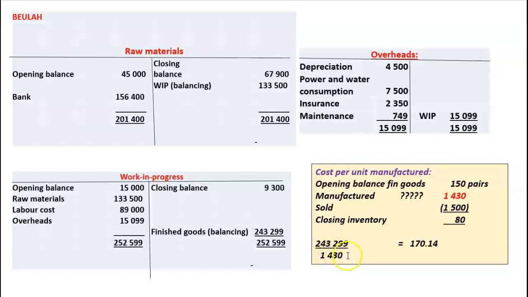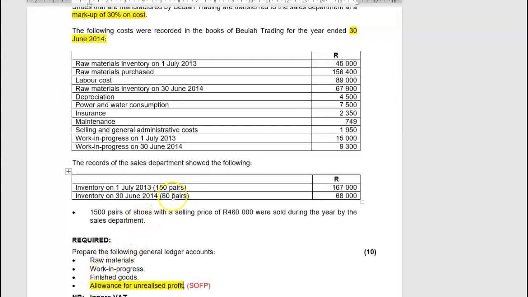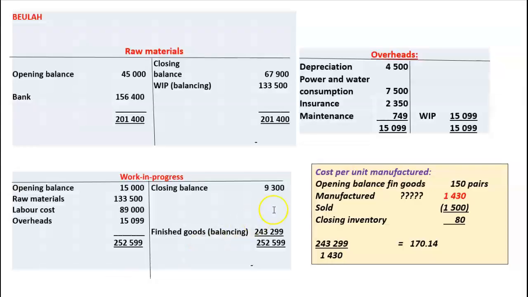items which we did manufacture during the year, they give us the information: we had 150 pairs at the beginning of the year, then we increased our stock levels with the number of pairs that we've manufactured, we have sold minus 1,500 pairs, which equals the 80 pairs that we still have on hand at the end of the year. So our balancing figure: we had 150, we've manufactured, we're going to work it out, we've sold 1,500, that equals 80, so that means we've manufactured 1,430 pairs of shoes during the year.